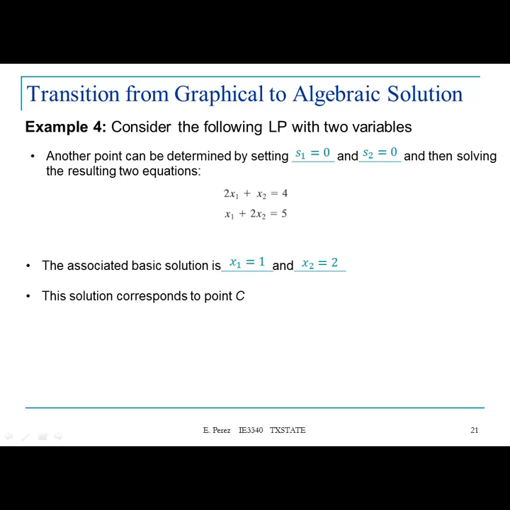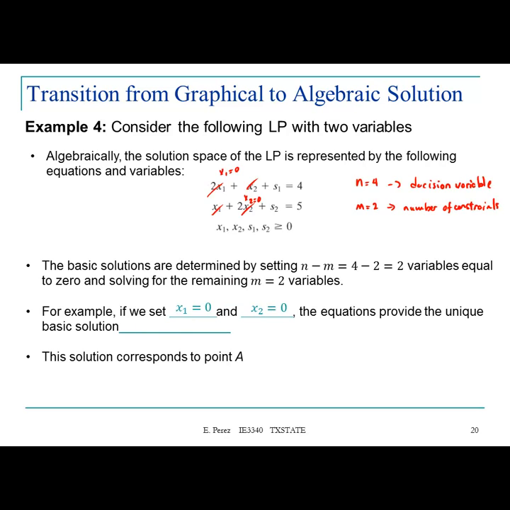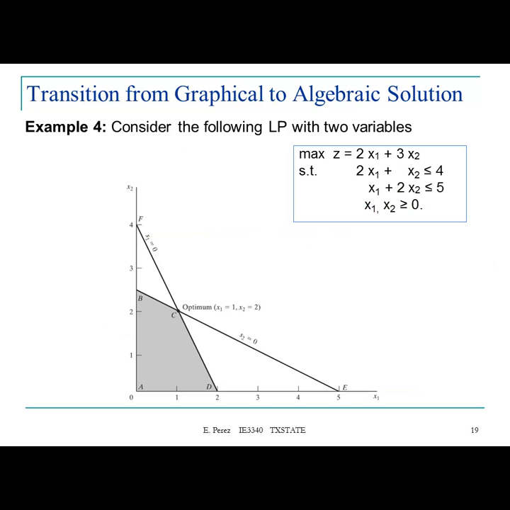We can also map that point to one of the corner points in our graph. So let me just show you that really quick. That's point C. x1 equals 1, x2 equals 2. So that's this point.